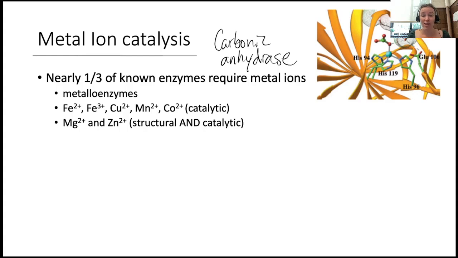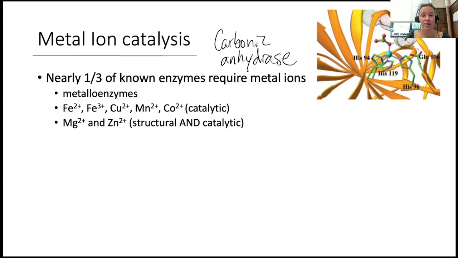Nearly a third of all known enzymes require metal ions, so it's good for us to see an example of this today. A wide variety of metals can be used to perform catalysis. Iron in its oxidized or reduced states is something we'll see in the future. Today we're going to be using zinc, but iron is the most common example.